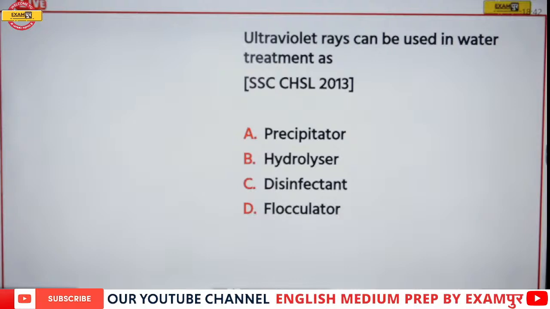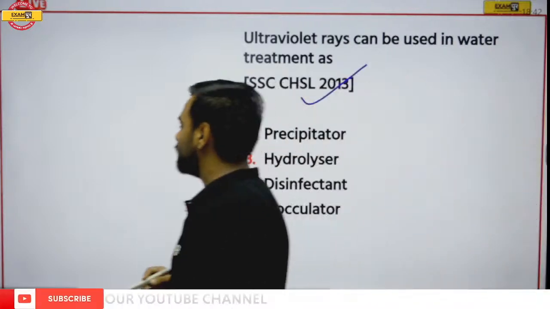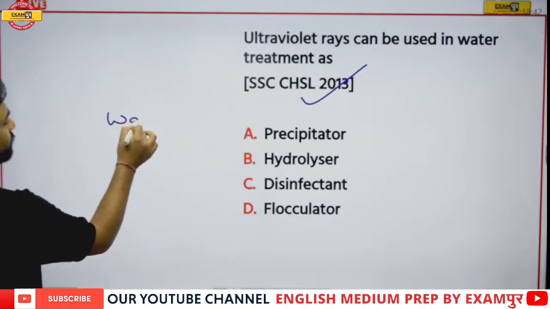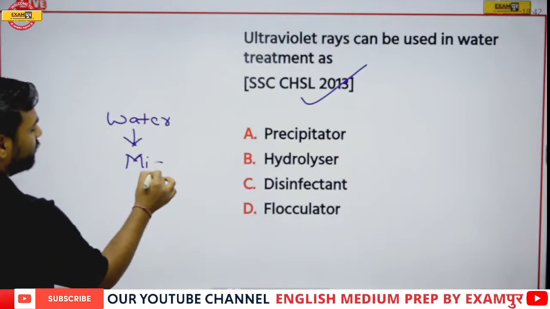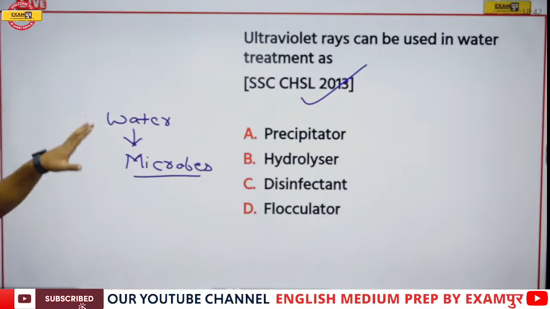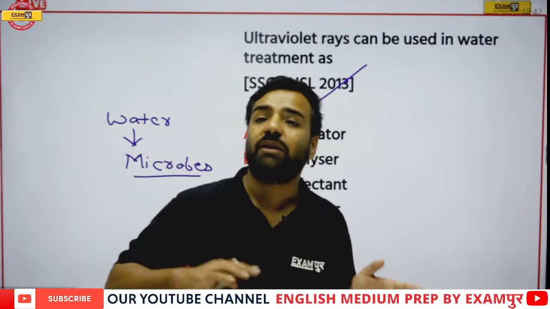Next, ultraviolet rays can be used in water treatment as a what? This is from CHSL. If I talk about ultraviolet rays and water, if we have microbes in the water, these UV rays will act in such a manner that these bacteria and viruses will not be able to reproduce.